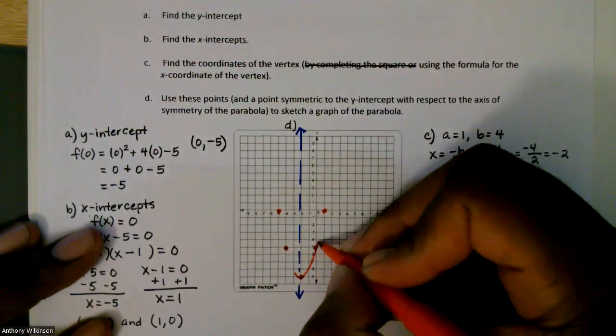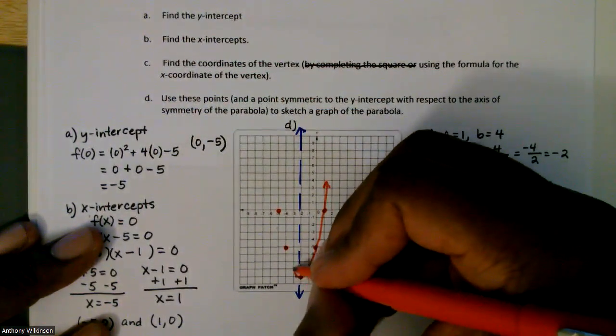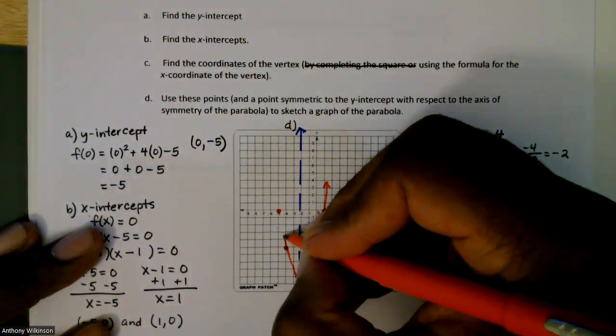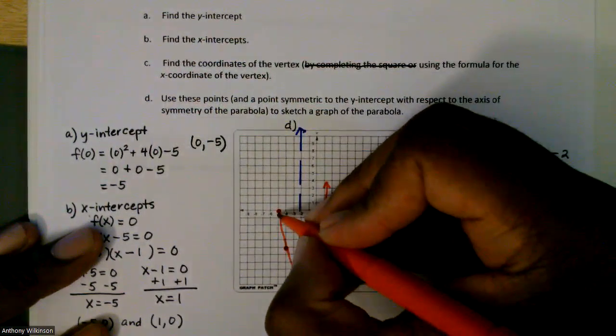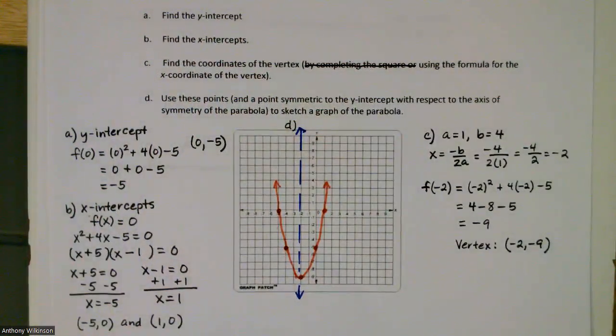And that's going to look like this. So that's what the graph of the parabola looks like. Okay. So make sure that you do follow these 4 steps in problem number 17.